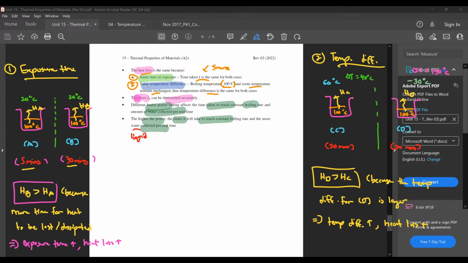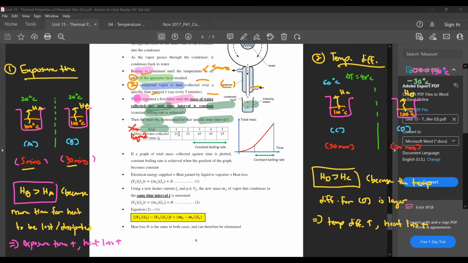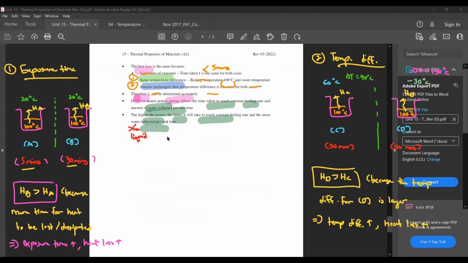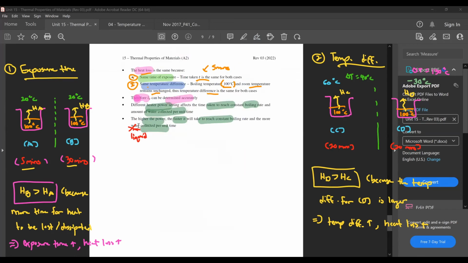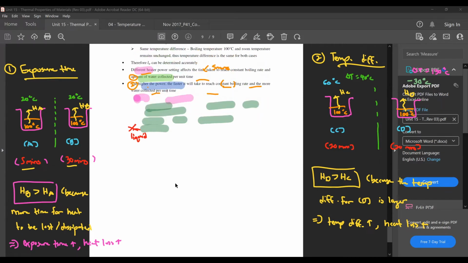All right. In my case, because when I was doing the notes, I keep thinking the liquid is water. That's why I unconsciously just write water. But if you want it to be properly termed, you can just write liquid. All right. The higher the power, the faster you reach constant boiling rate and the more liquid collected per unit time. All right. So with this, we are done with the concept teaching part for thermal properties.